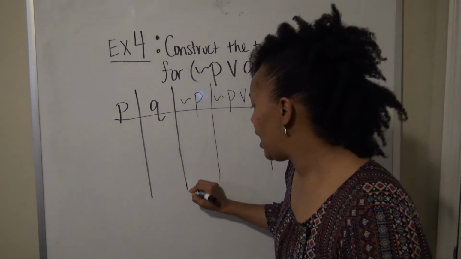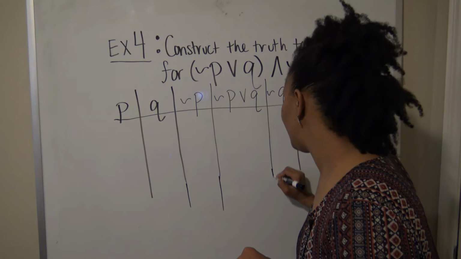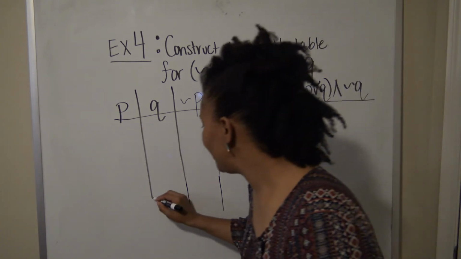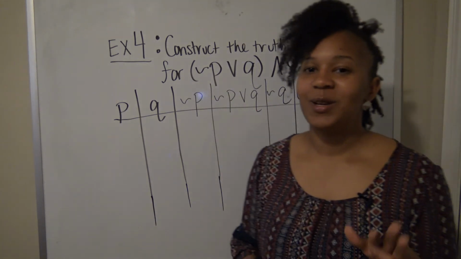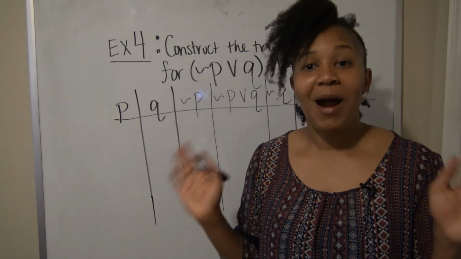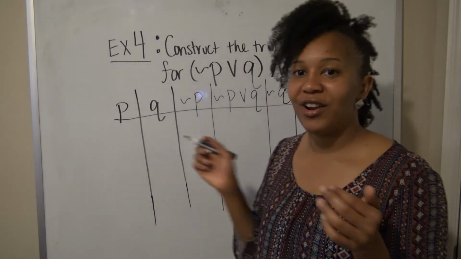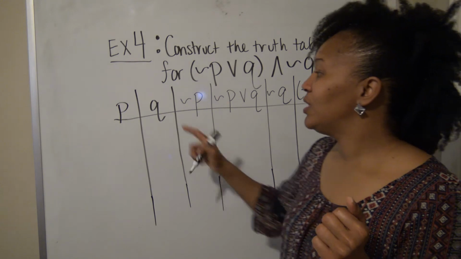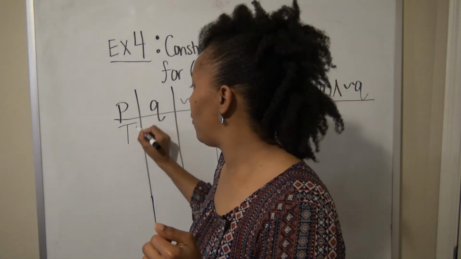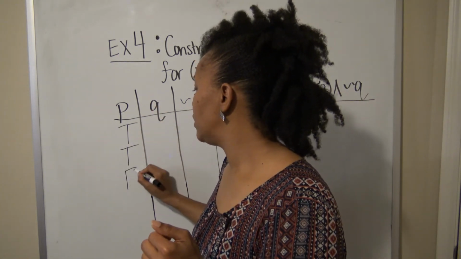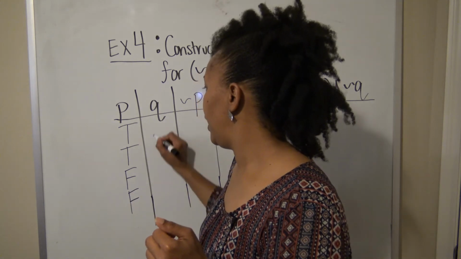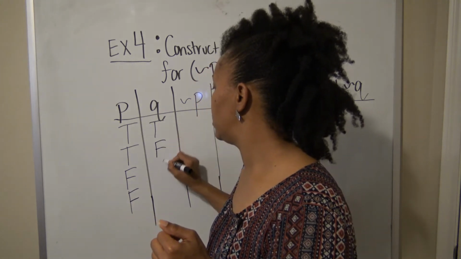I'm sorry, y'all. My tables are a little lopsided, but hopefully you can still follow along. So this is the problem you have when you try to draw your own lines. Okay. So since there are two statements, you start off the same way. True, true, false, false, and true, false, true, false.